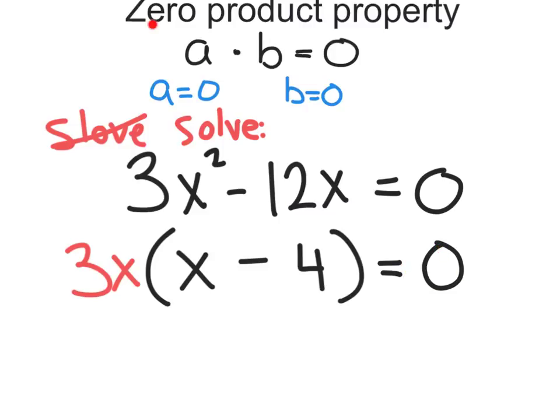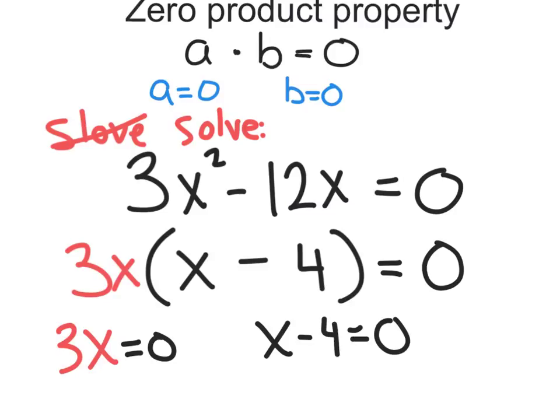Now, because of the zero product property, if I have something times something and it equals 0, I could take the first something and set it equal to 0. I could take the second something and set it equal to 0. So this is true in any situation. I have this times this equals 0. I could set this up: 3x could be equal to 0, or the x minus 4 could also be set equal to 0. And that's a beautiful thing. Why? Because you could solve both of them.